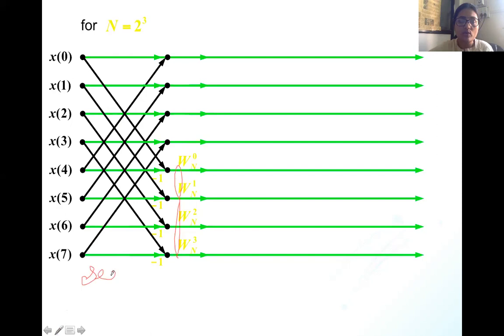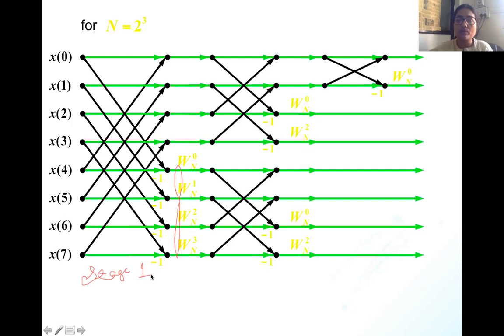Yesterday we solved the problem. I am just taking a revision so that we can move further. Stage 1. This is the stage 2 computation. Now N by 2-point DFT is further divided into N by 4. So these are the even points and these are the odd points. Odd points get multiplied by the twiddle factor, W raised to 0 suffix 8, W raised to 2 suffix 8.